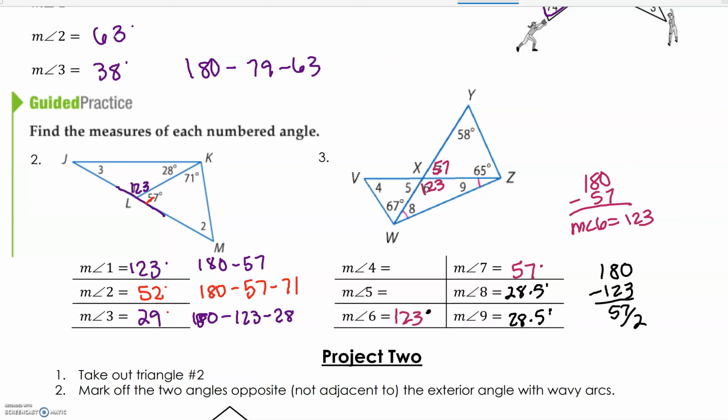And then for 4 and 5, so 5 is going to have to be 57 because it's either vertical or it's a linear pair with the 123, however you want to look at that. So 57, and once we know that's 57, we have 2 of the 3, so 180 minus 57 minus 67, whoops, 67, to get angle 4. And that gives me 56.